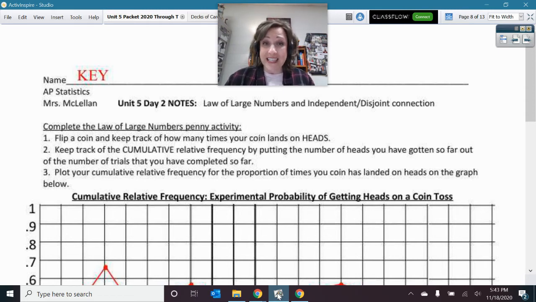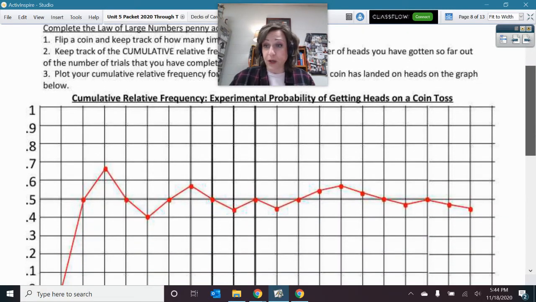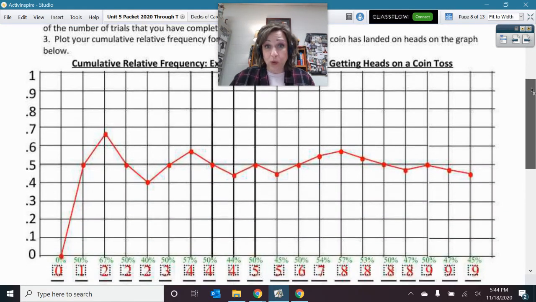So first, we're going to do a little activity. And I think even if you are not doing this in class with us, it'd probably be pretty fun for you to do this. What you're going to do is flip your coin, and keep track of how many times your coin lands on heads. Then we will keep track of that cumulative probability, and then we will plot that relative frequency. So here's what that will look like.